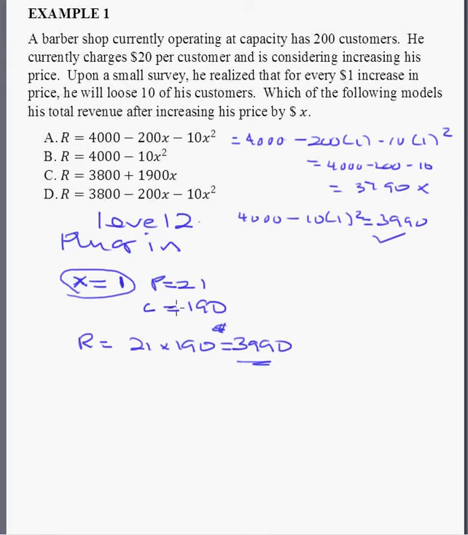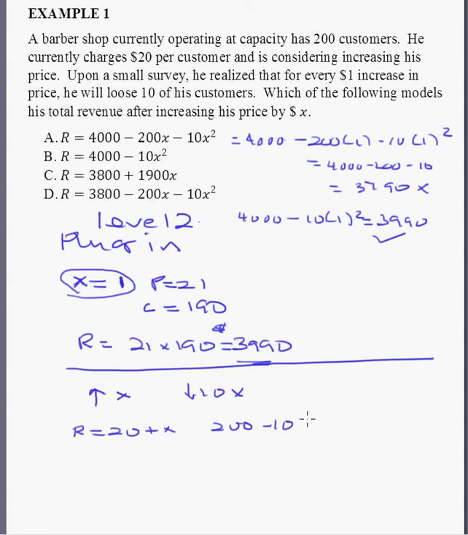Now let's look at the other approach. If your math is very good, then we can do it this way. If we're going to increase the price by x dollars, then our customer base will decrease by 10x, because for every $1 we go up, we're down by 10. So if you go up 2, it's going to be down by 20. If you go up x, it's going to go down by 10 times x. That means our price will be equal to 20 plus x, and our customer base will be equal to 200 minus 10 times x.